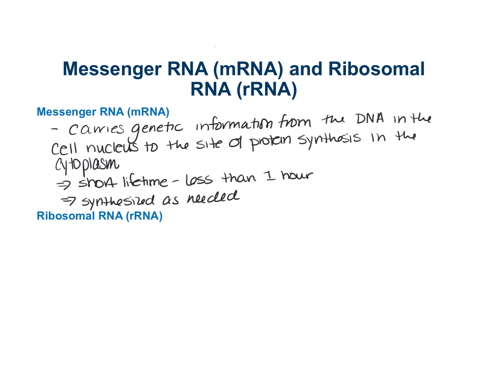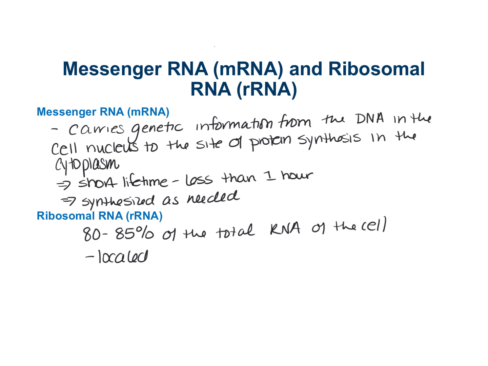Okay. Now you can have ribosomal RNA, and this constitutes about 80 to 85% of the total RNA of the cell. Okay. And it's located in the cytoplasm in organelles called ribosomes. Right? And ribosomes themselves are about 65% ribosomal RNA, right? And 35% protein. Okay. And the function of ribosomes is really, that's the site of protein synthesis.